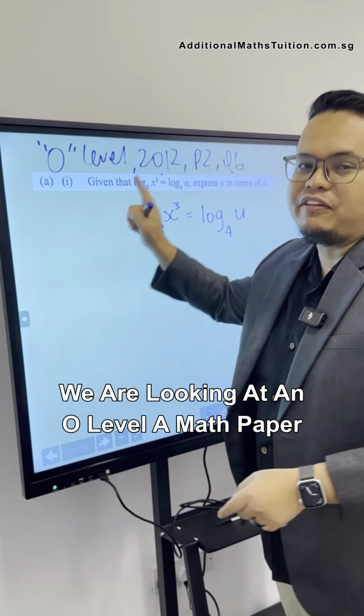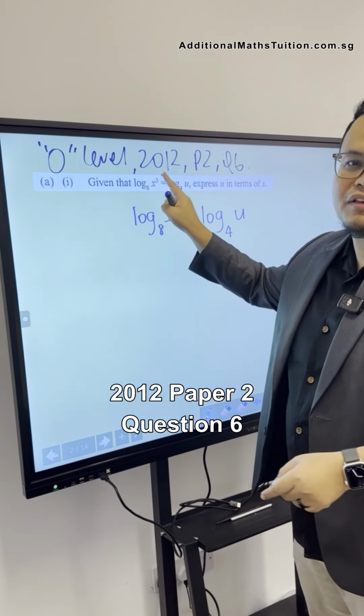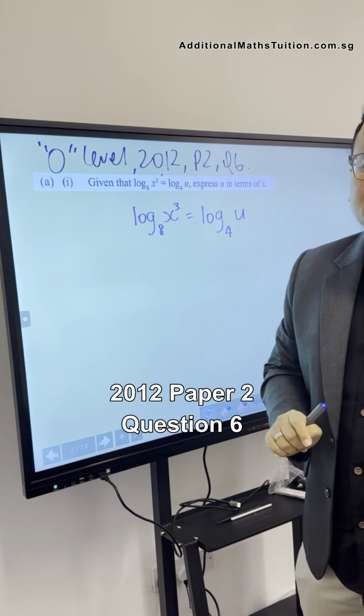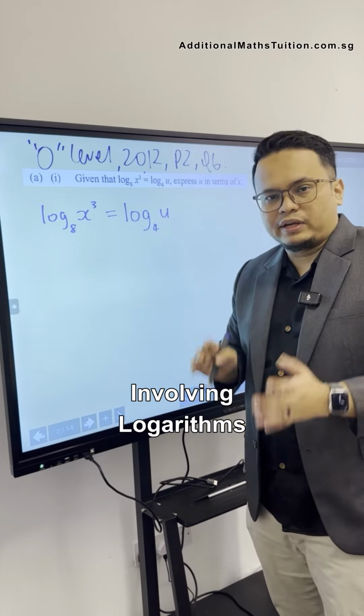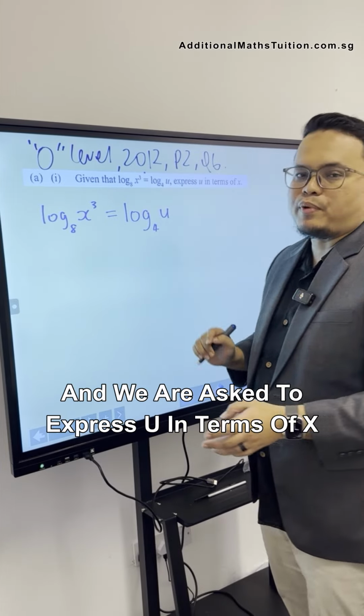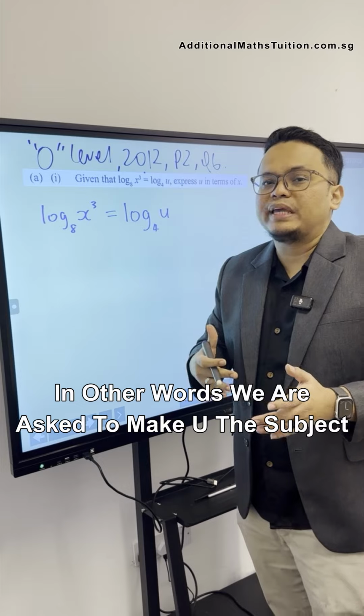We're looking at an O-level AMF paper, 2012, paper 2, question 6. We are given this equation involving logarithms, and we are asked to express u in terms of x. In other words, we're asked to make u the subject.